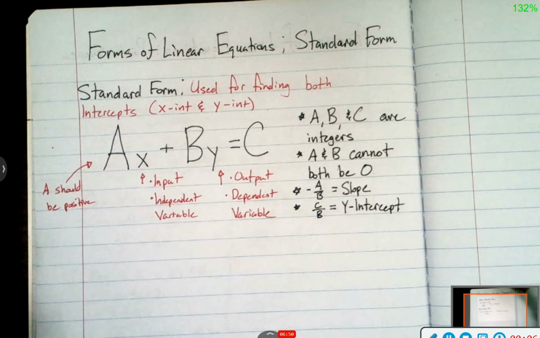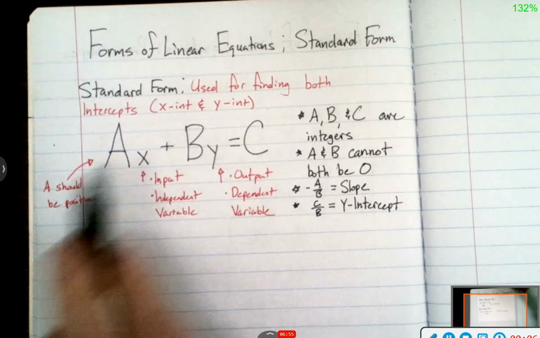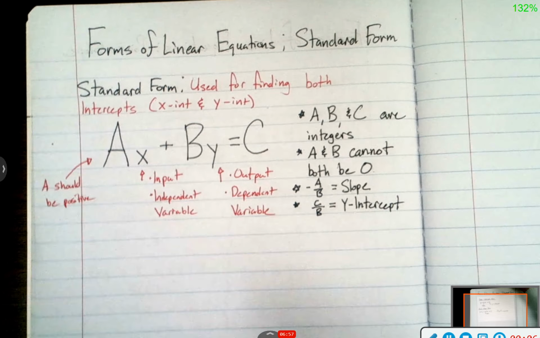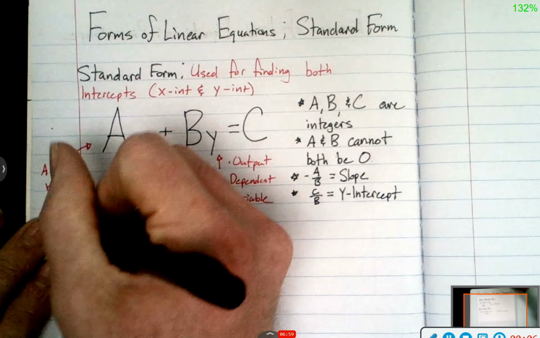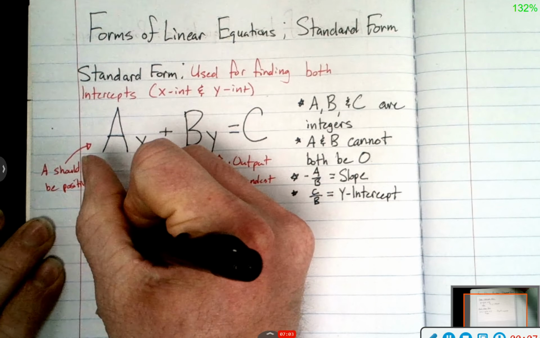So now what we're going to do is, we mentioned that this form is useful for finding both intercepts, the x-intercept and the y-intercept. So we're going to do a little section here where we calculate these two intercepts.